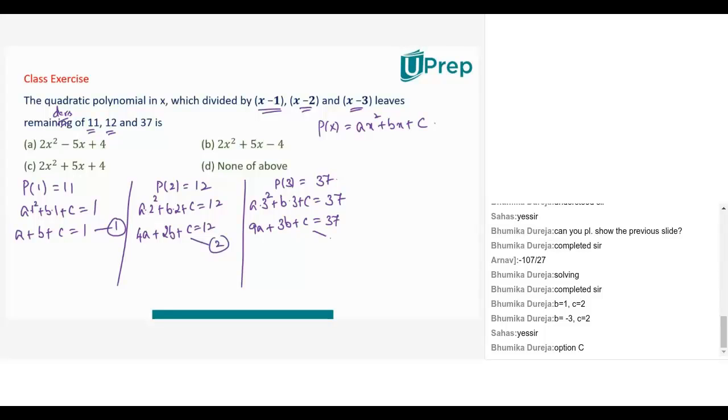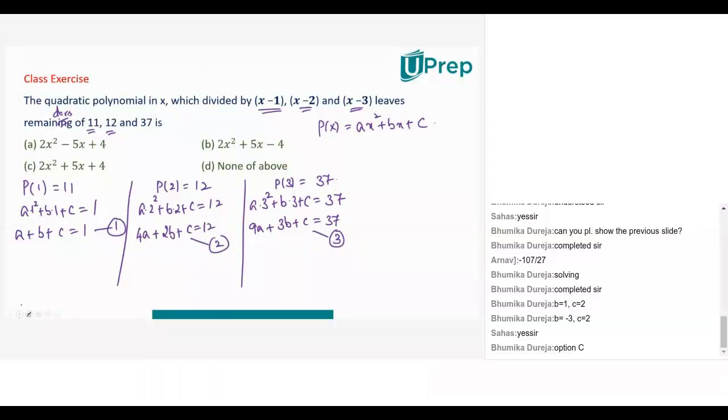Now, the moment we see three unknowns, the problem seems more complicated. Don't look at it from that perspective. See all the three equations. If you observe, the first equation has plus c, the second equation has plus c, the third equation also has plus c. The c term is common in all of them. So your first aim should be to eliminate c.